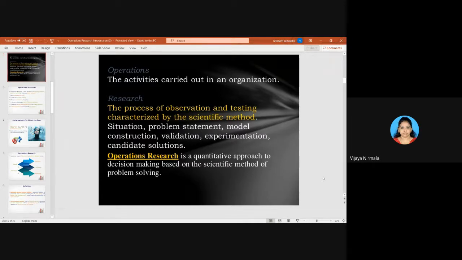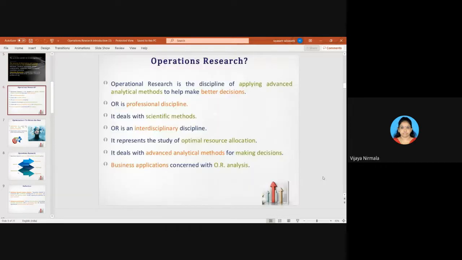Okay, now let us see. Now you came to know what is operations and what is research, right? Now let us see what is operations research. We use the term operations research only, okay? Or in some terminologies we generally use quantitative techniques. So these are the two we generally use, operations research or quantitative techniques.